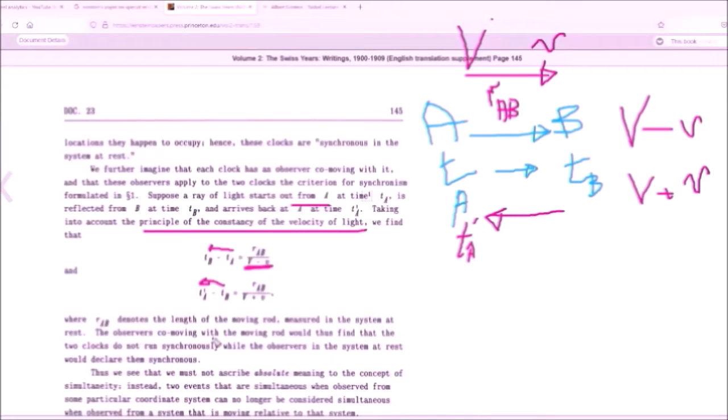The observers moving with the moving rod would thus find that the two clocks do not run synchronously, while the observers in the system at rest declare them synchronous. Well, here you have a problem. You either have to find out that the two clocks are not synchronized because of the difference in the change in the direction of the speed, or the two rods are different in length because the measurement of the length was done at different velocities.